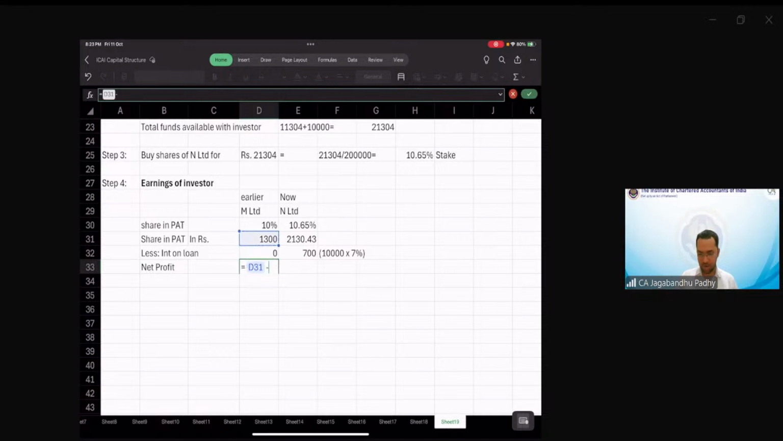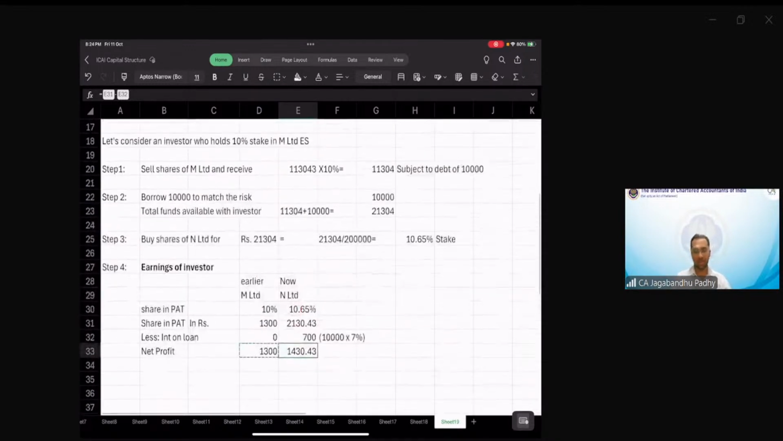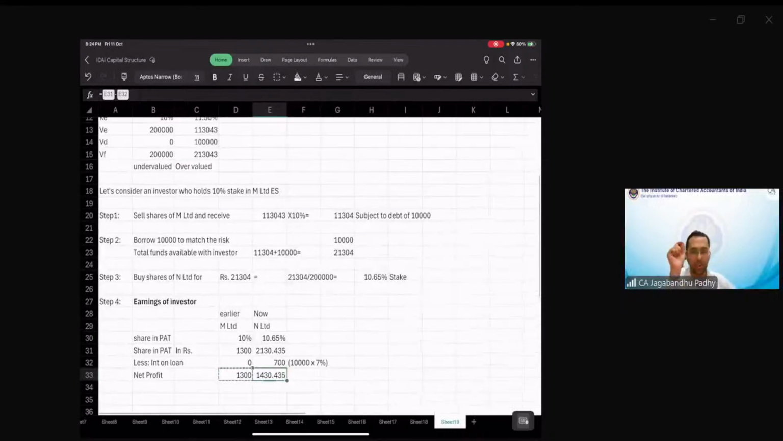So what is the net profit? Earlier my income was 1,300, and when I shifted to the new company, which is N Limited, my income has increased to 1,430. So as a rational investor, would you like to keep yourself invested in M Limited, or would you like to divert your investment to N Limited to get an additional profit of maybe 130? Of course, we are going to divert our investment from M to N Limited so that we can match the risk and also get a higher profit.